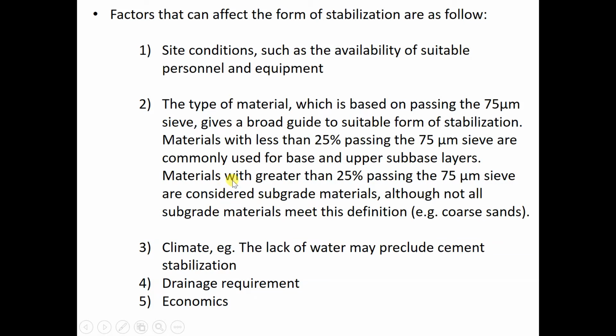Okay, the factors that can affect the form of stabilization are as follows. There are five factors. First one is the site condition, the availability of suitable personnel and equipment. So if you want to do a certain type of stabilization, say cement, of course you need to have the equipment. If you don't have the equipment, you can't do that.